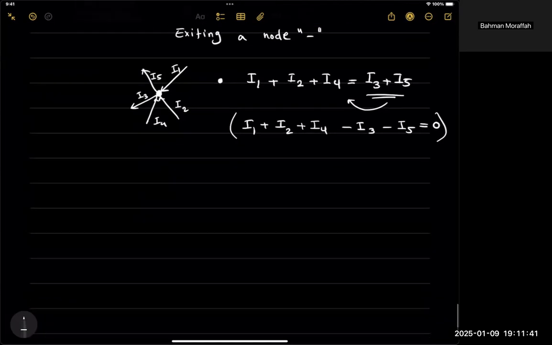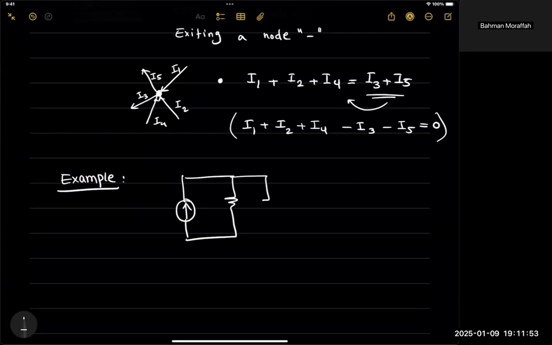Okay? Let's do a quick example and see how it works. Let's say I'm given this circuit. I have three elements here, where I already know this current here is 10 milliamps, this current here is 40 milliamps, and this current here is 20 milliamps. And the question is, what is this I?